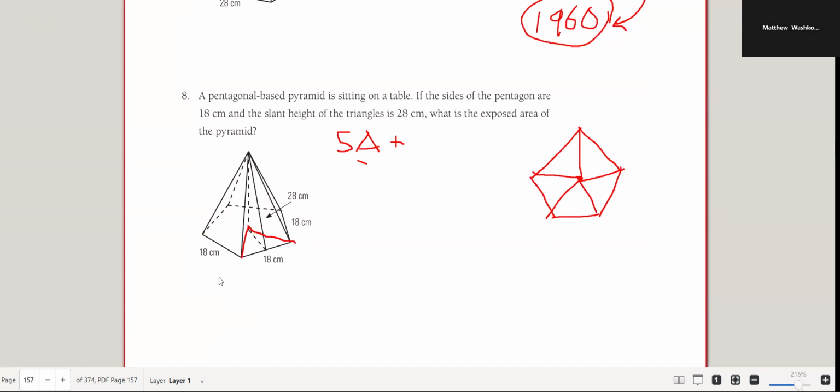Now I know the base of it is 18, right? So it's the 5 side triangles plus the 5 pentagon triangles. So if I know the base of this is 18, well, then all I need is, I'll use blue here, I just need a length. I just need to know how long is this blue line here. That's all I kind of need. Now, how can I figure that out?